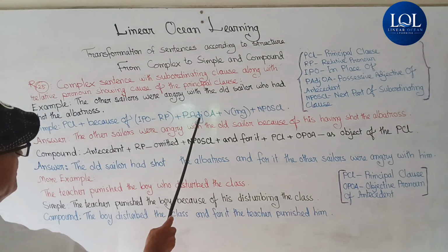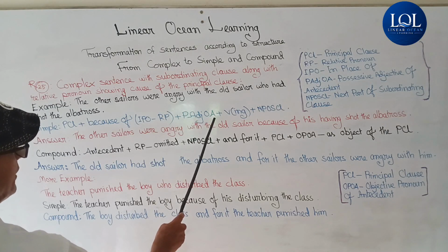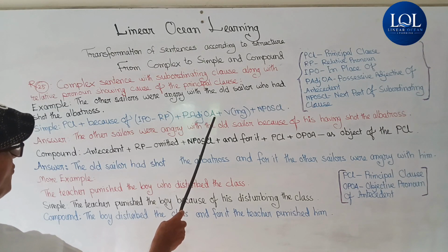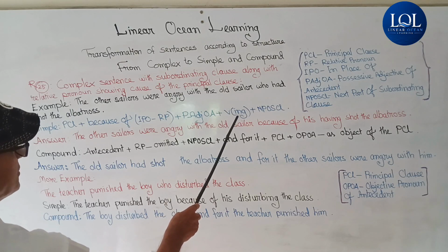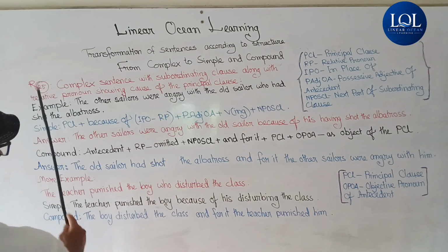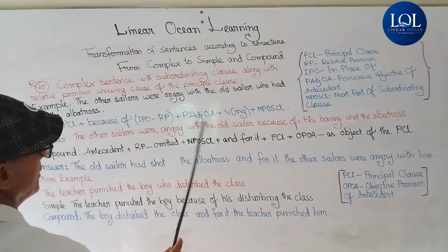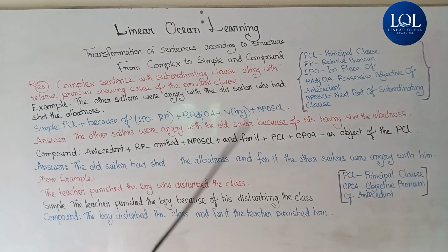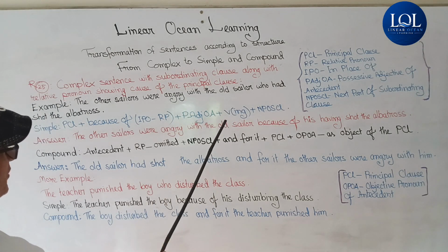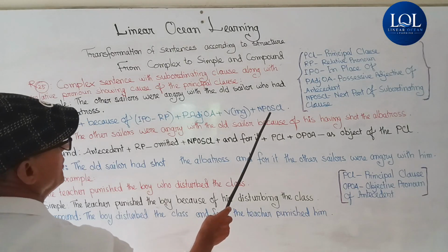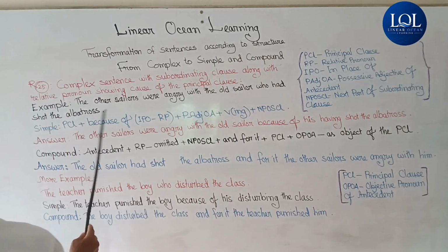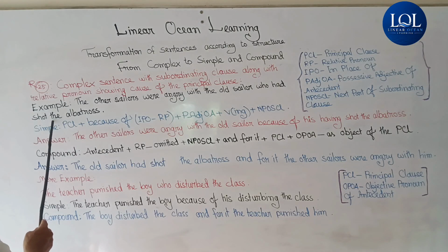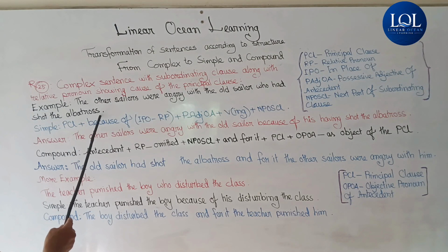So PADJ-OA, that means possessive adjective of antecedent, plus verb-ing. Here the verb is had shot. In place of had shot, it will be having shot, the perfect participle. Then NPOSCl, that means next part of subordinating clause. And the next part of the subordinating clause after the verb is the albatross.